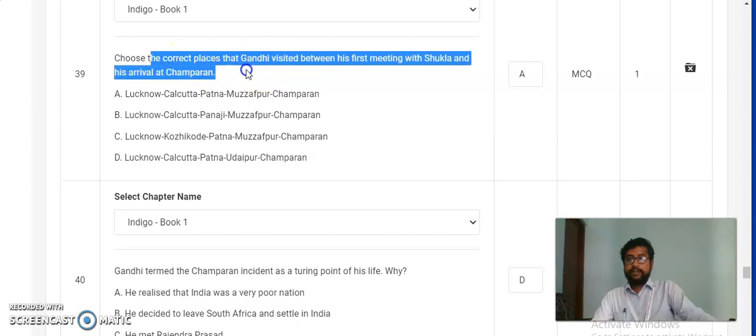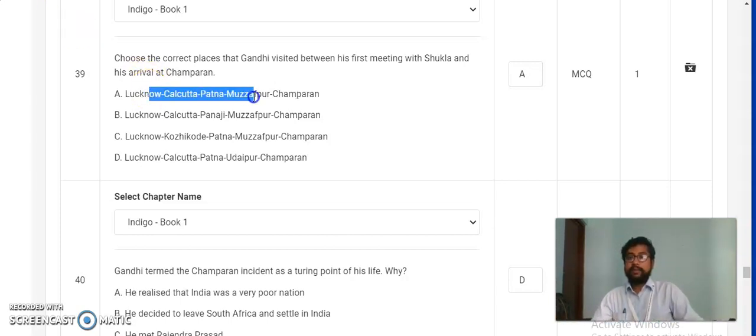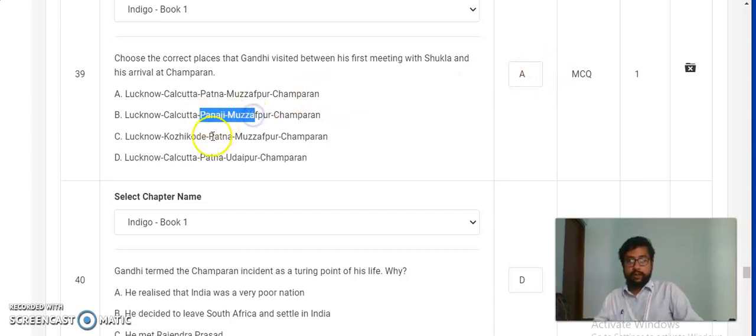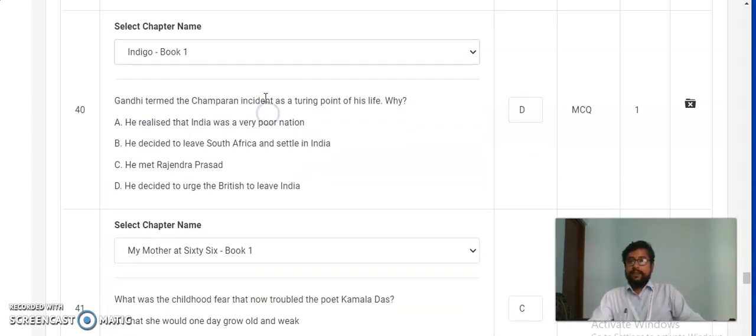Choose the correct places. Now this is again a basic question of common sense in your geography about India. So this is Lucknow, Calcutta, Patna, Muzaffarpur, Champaran. That is the correct answer. Obviously Panaji is in Goa, Kozhikode is in Kerala, Udaipur is in Rajasthan. So none of these are a part. So if you have read this story, you would know which is the correct answer. Right, important question. Option D is the correct answer.